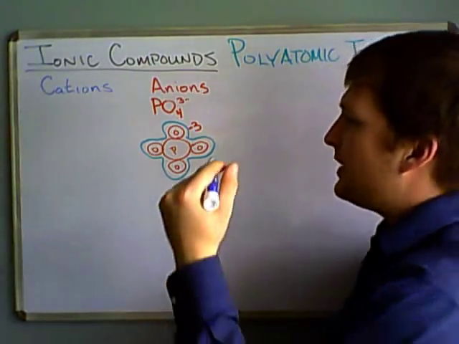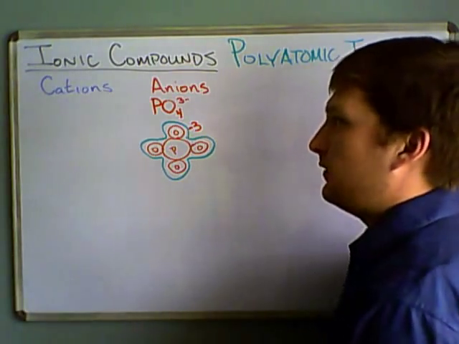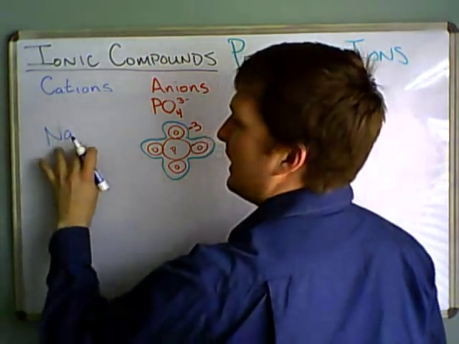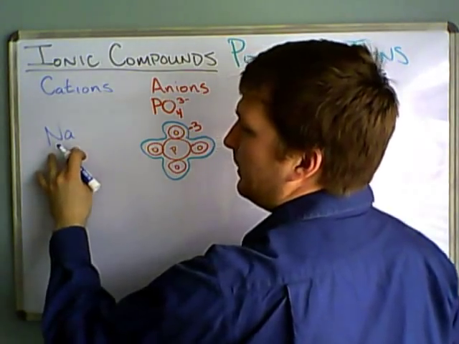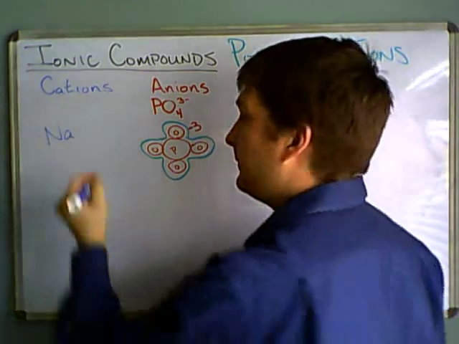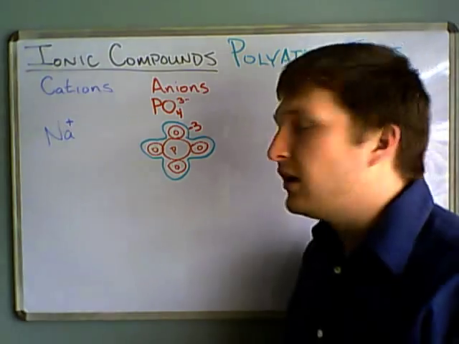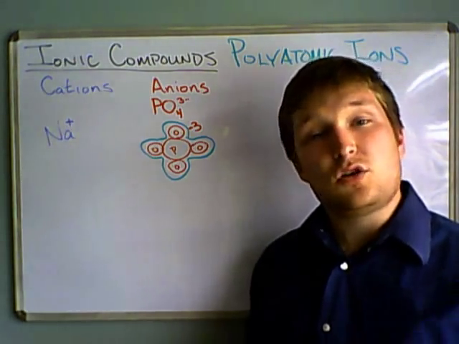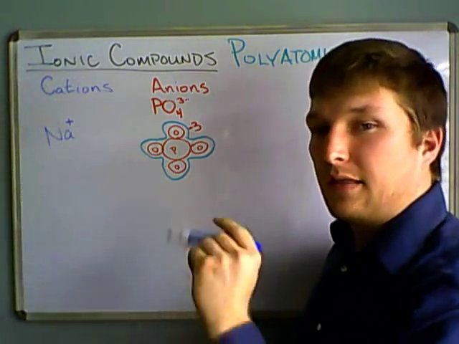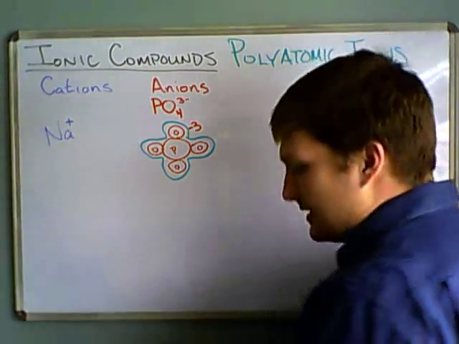So, let's see what happens if we have a bunch of these guys and a cation together. Let's say the cation is sodium. Now, sodium, as an ion, likes to lose one electron, and so it usually has a charge of +1. You can tell that because it's in the first column in the periodic table, and they pretty much always do that. So we have a bunch of these and a bunch of these together.